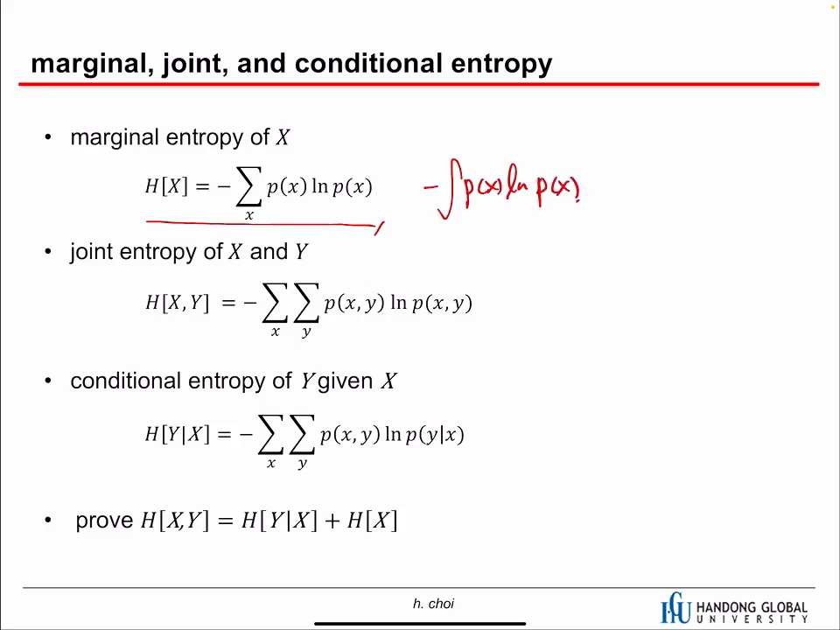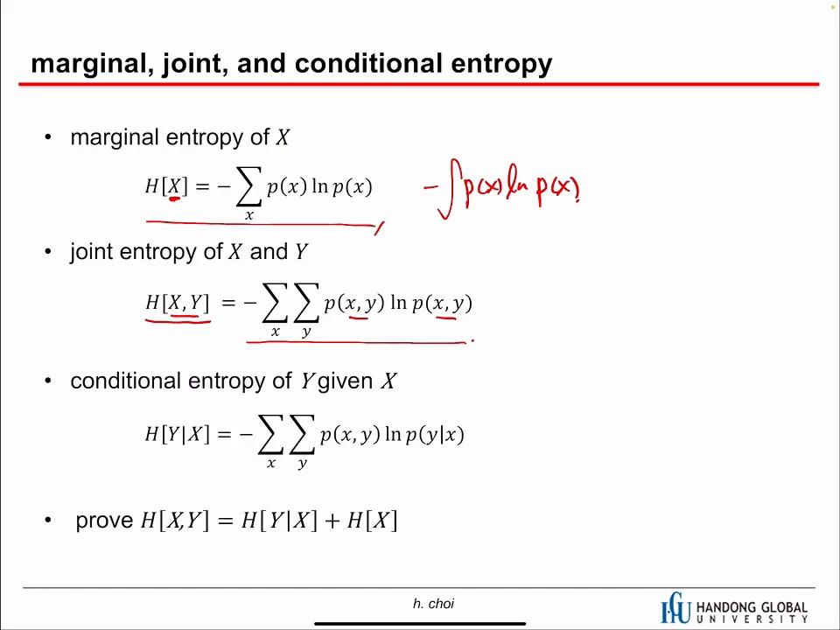Okay, and the joint entropy H of X, Y is defined by this one. In this case, it's quite simple. Instead of X, we use X, Y. Okay, that's it. And what about the conditional entropy?